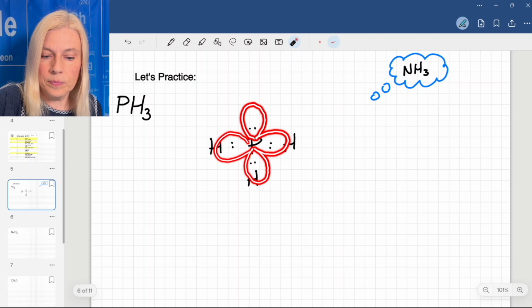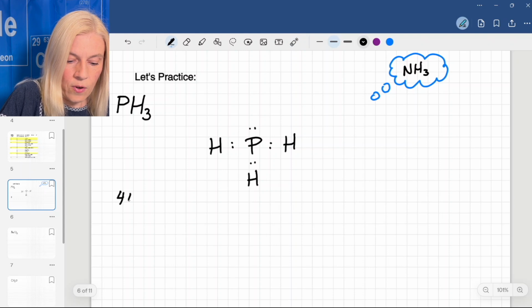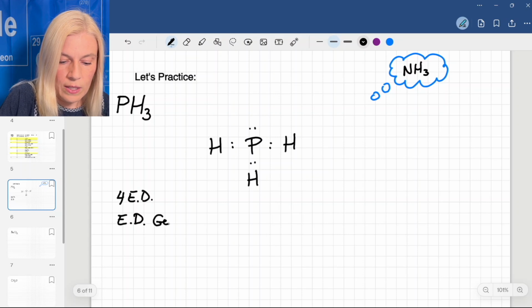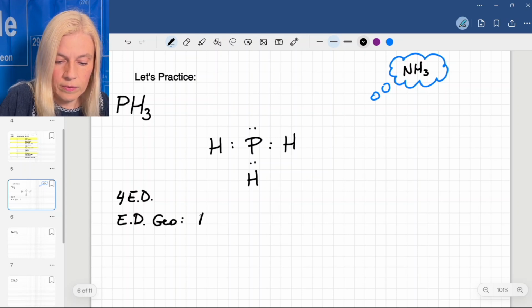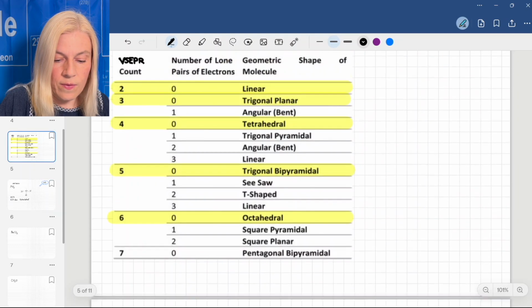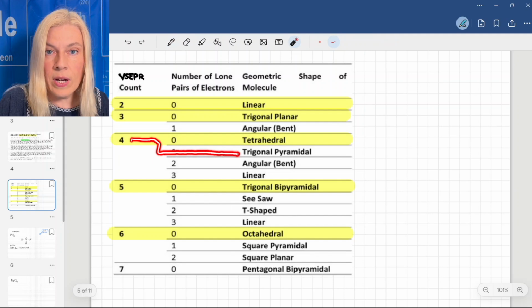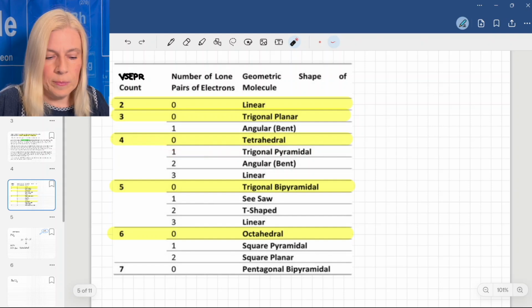Do you see it? All right. So I'm going to say I have 4 electron domains. Let's write this down: 4 electron domains. So my electron domain geometry is tetrahedral. Tetrahedral. And then we are right here. We have tetrahedral, 4 electron domains, but I have 1 lone pair. So with 4 electron domains and 1 lone pair, my molecular geometry will be trigonal pyramidal. It will look like a tripod.